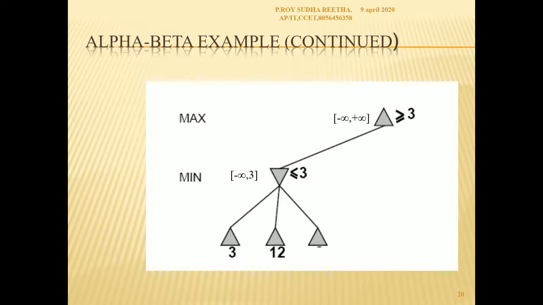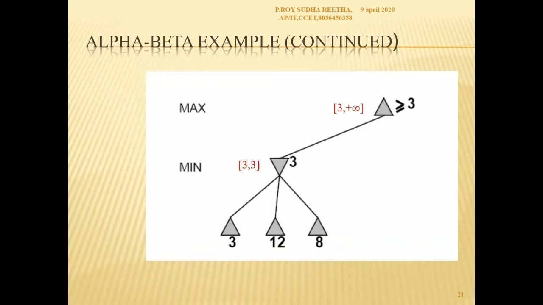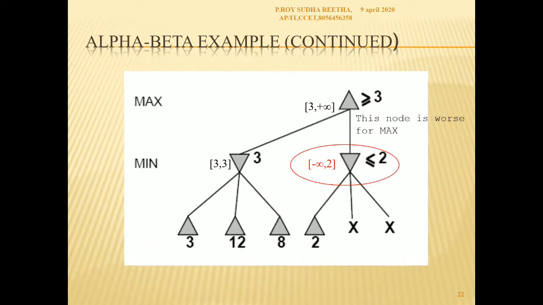And similarly, from the min value, the max value is also checked, and whether the max value is greater than 3 or not needs to be checked. If it is greater, it needs to be replaced. And so 3 isn't replaced over here. And similarly, all other branches.